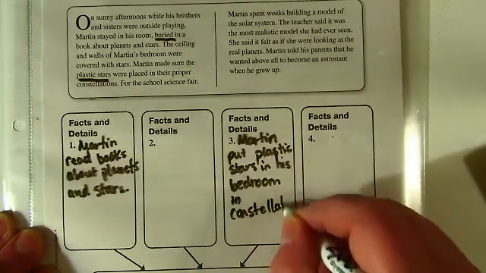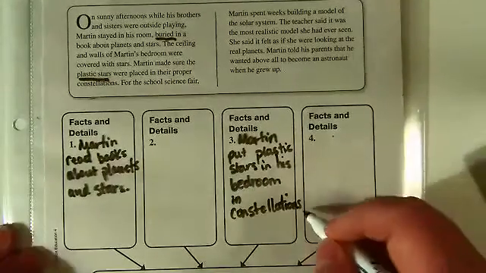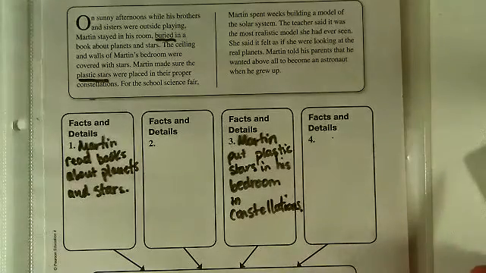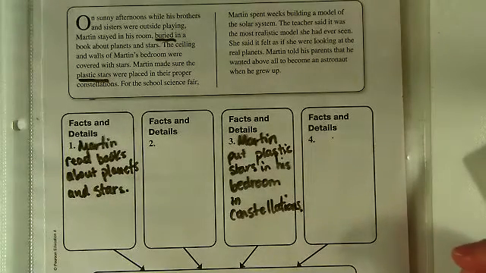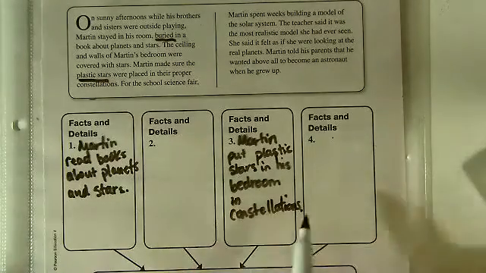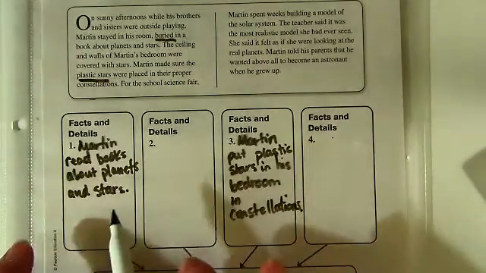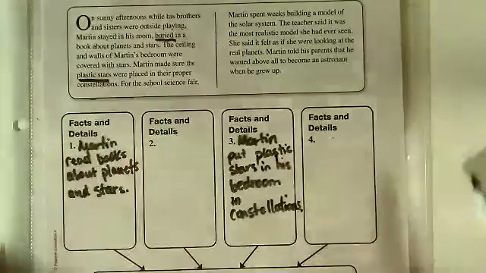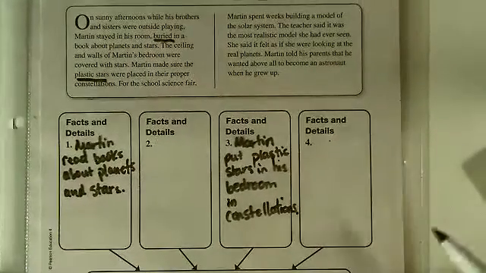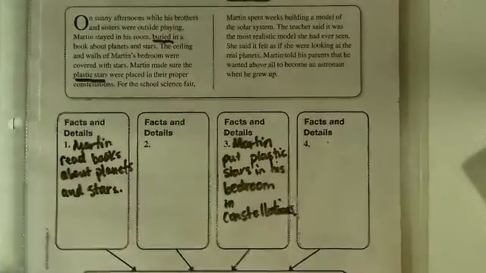So again, we're just looking through this passage and finding information about Martin. All right. When you're finished writing that, look up and see if you can find another fact and detail about Martin. And it doesn't matter where you put the details in which box, because they're all details about the same story. So it doesn't matter where you do it. That's why I accidentally wrote it in there, and I have no idea why I did that.